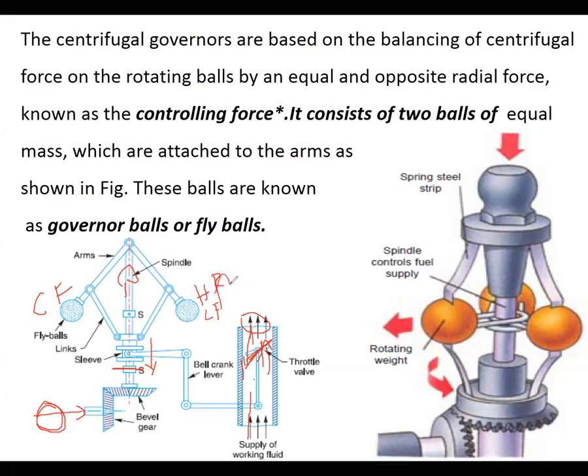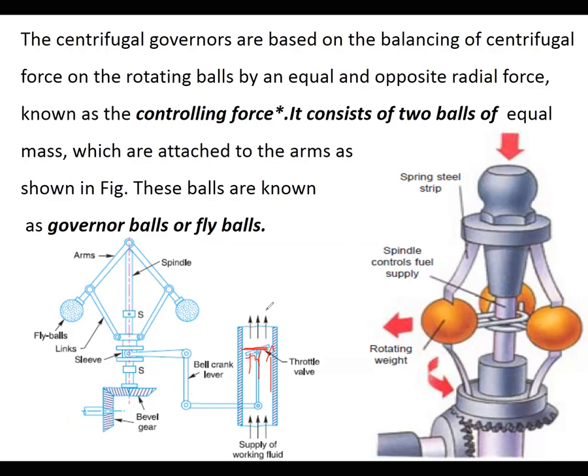So whenever the centrifugal force is more, the sleeve will move in the upward direction. The sleeve will reach up to the mark, so that the bell crank lever will be operated here, and the bell crank lever will try to close the throttle valve to this position. So whenever the throttle valve is about to close, the fuel supply will not be more. The fuel will not be supplied to the engine.